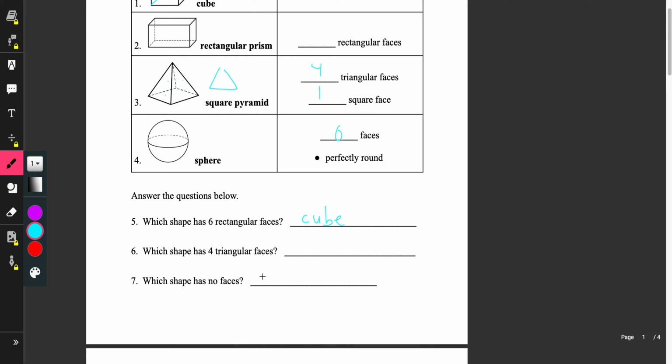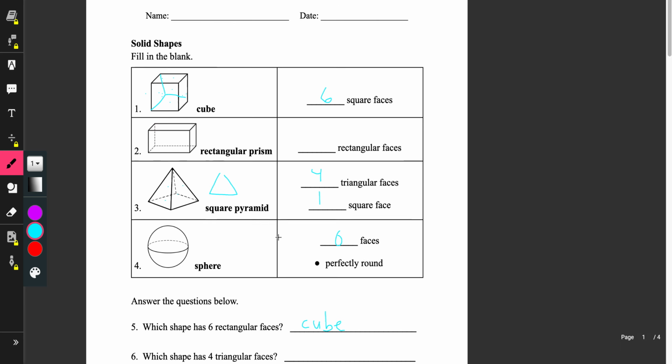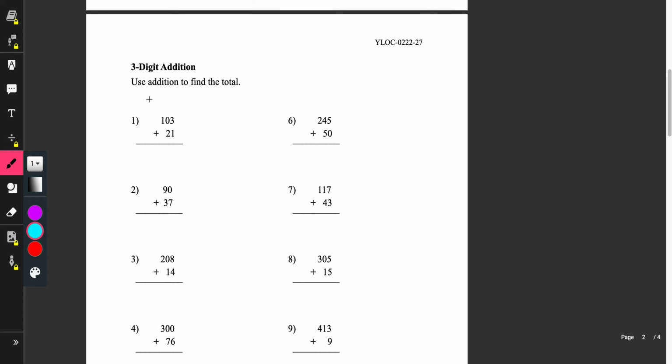Oh, sorry. For number 5, it says how many rectangular faces. That would be a rectangular prism. Actually, sorry about that, because rectangular prisms have rectangle faces, while cubes have square faces. So for number 5, it would be rectangular prism. Sorry about that. Okay, so let's do three-digit addition.